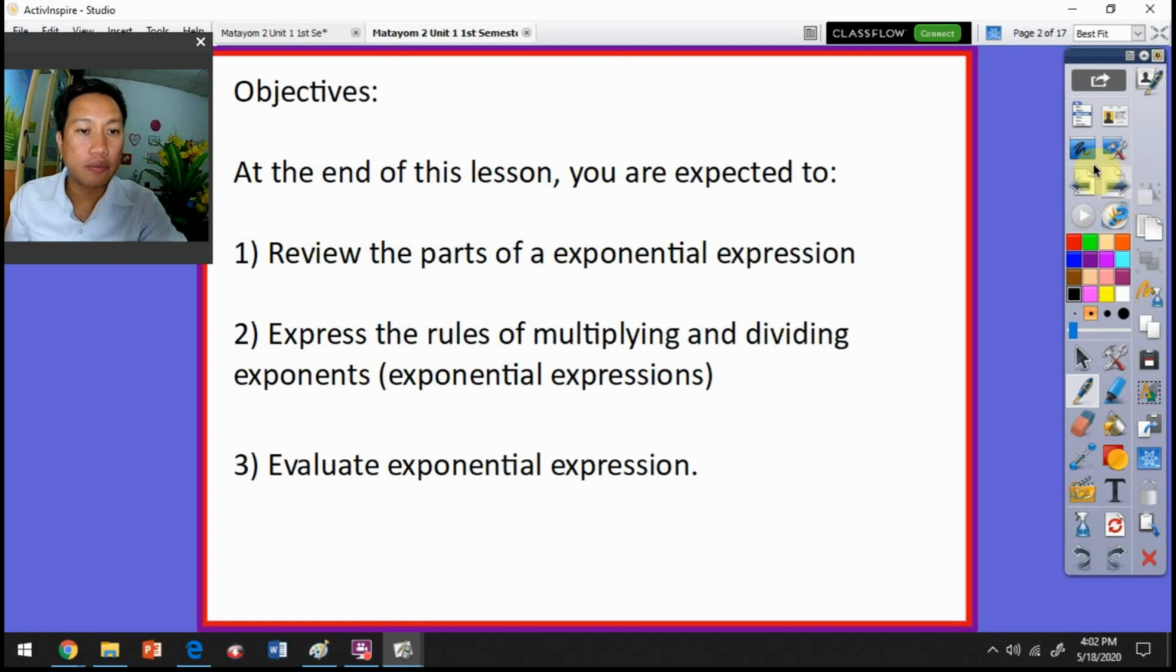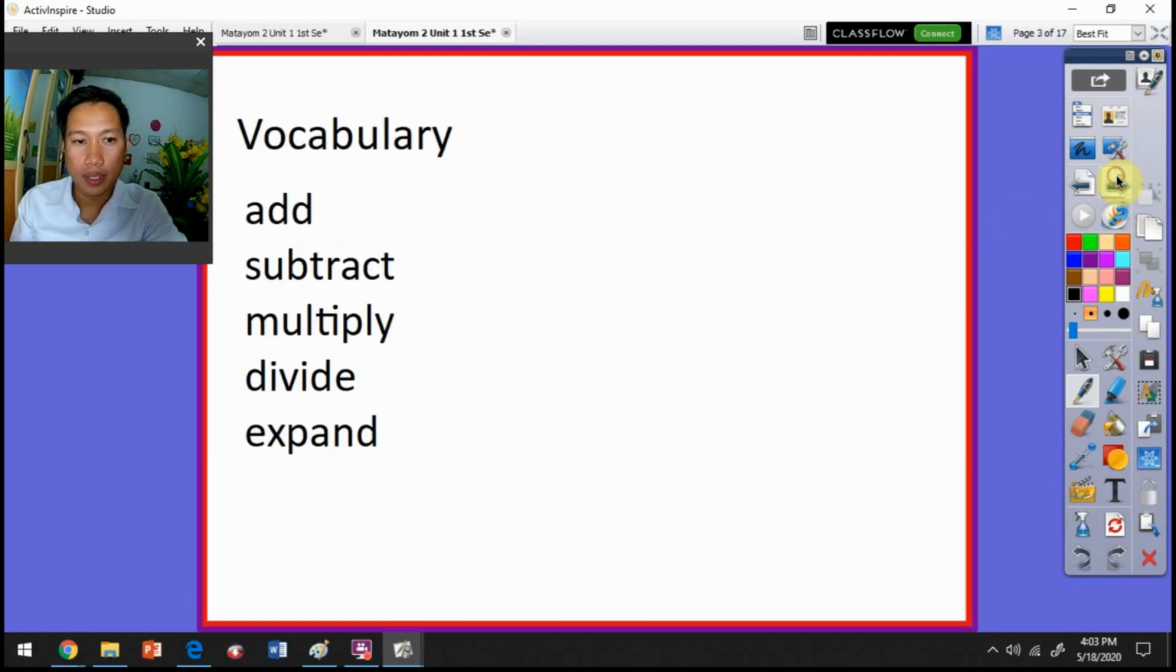Our objectives for today are, at the end of this lesson, you are expected to: number 1, review the parts of an exponential expression. Number 2, express the rules of multiplying and dividing exponential expressions. Number 3, evaluate or simplify exponential expressions. So these are the 3 things that we're going to do today.